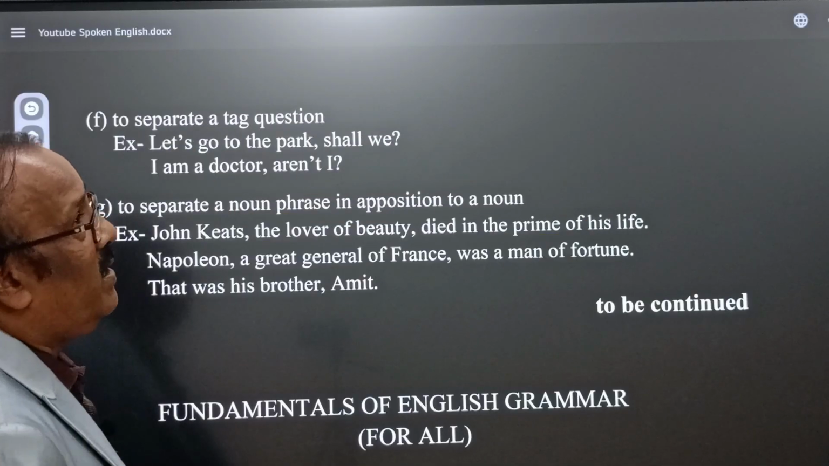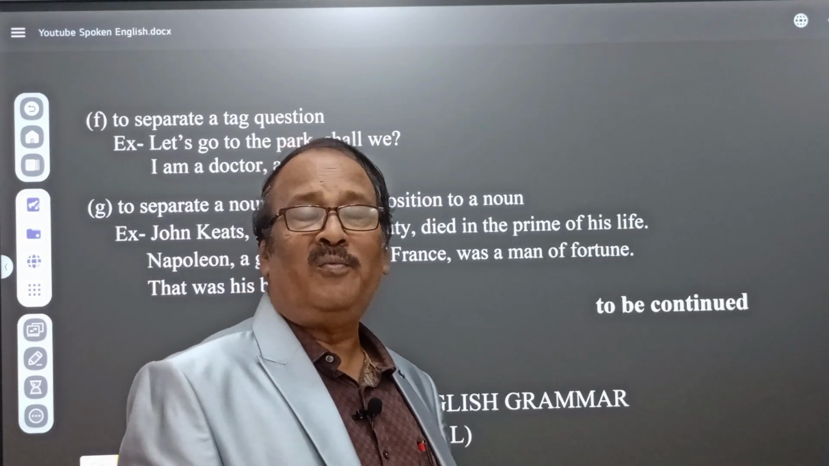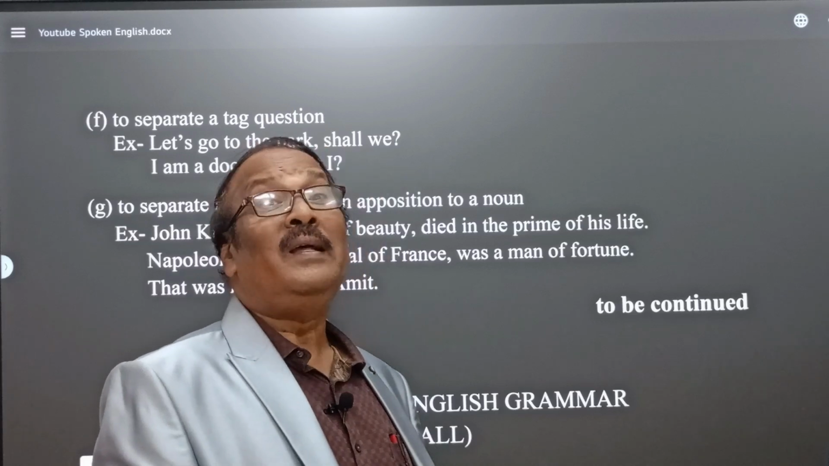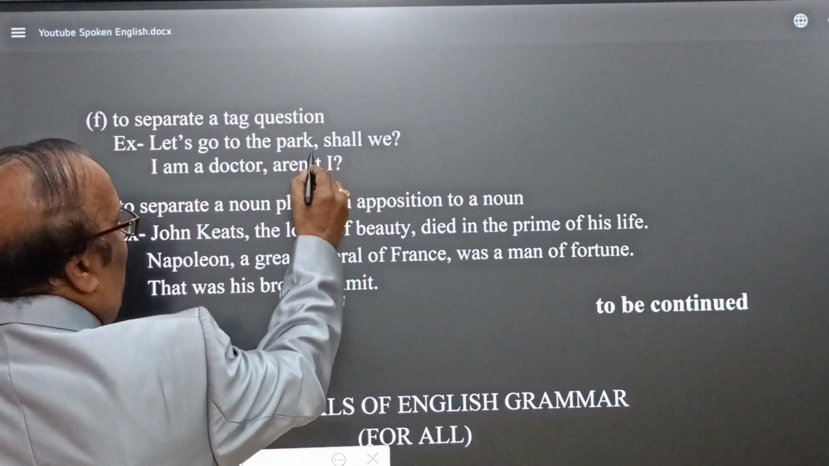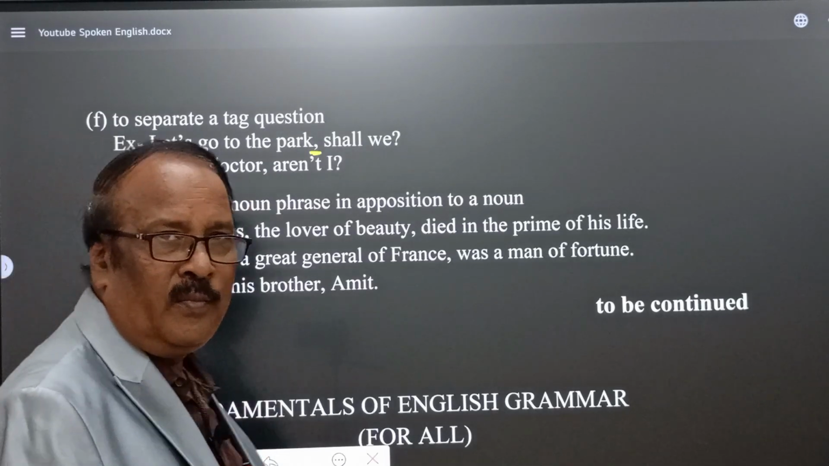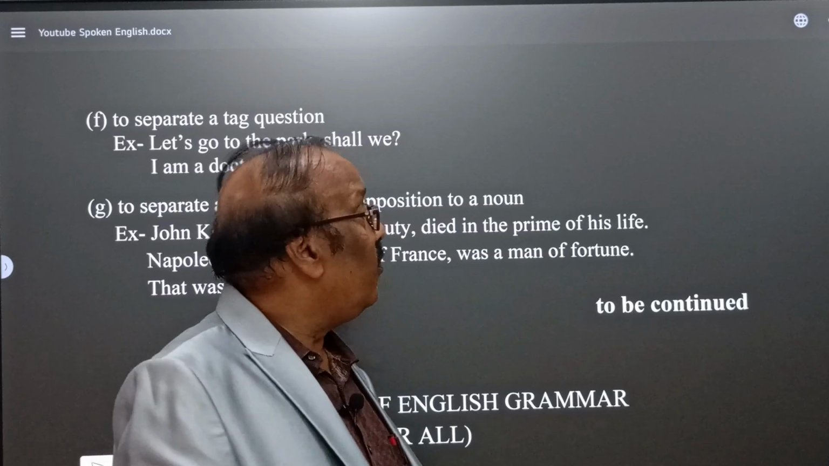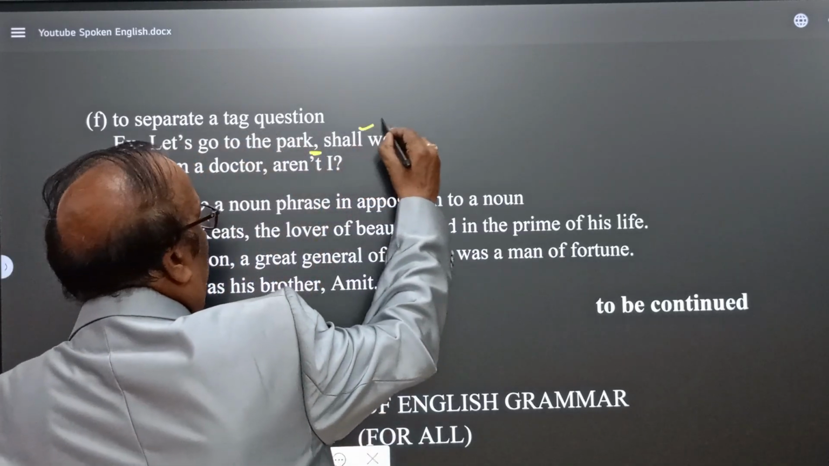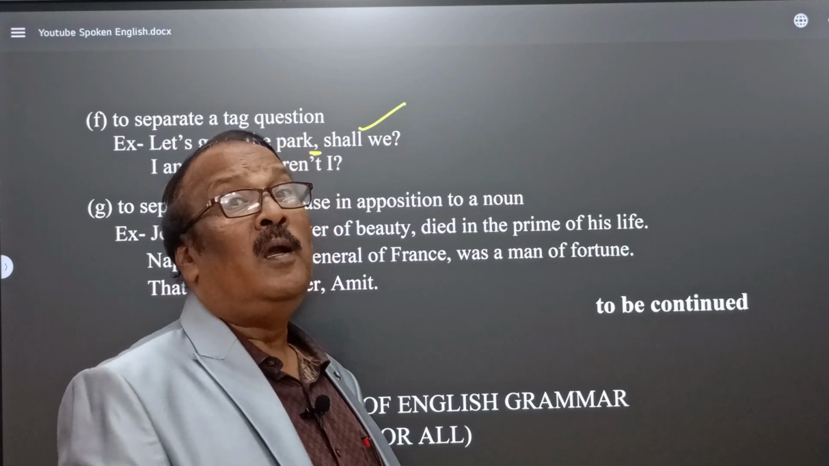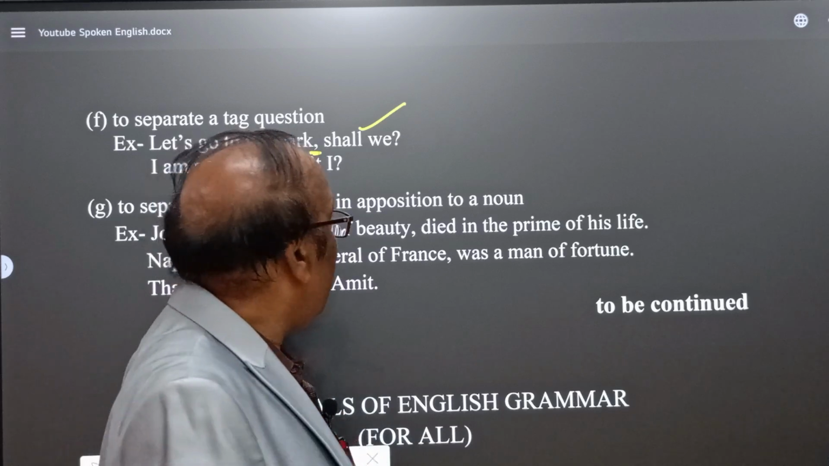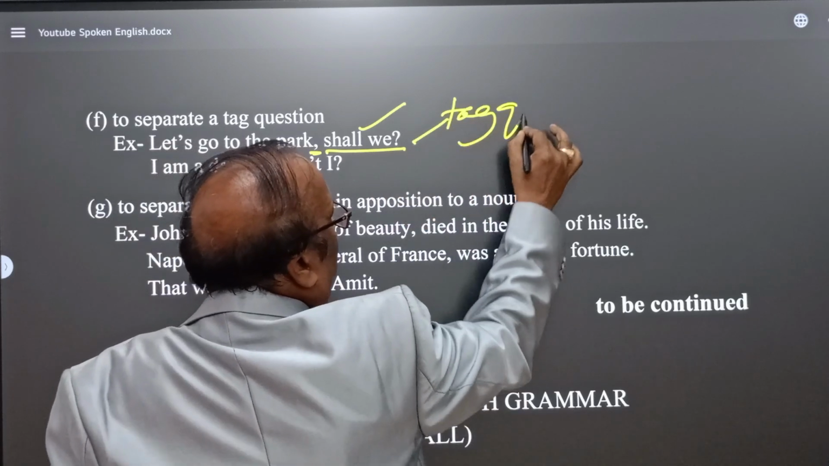Yes, now to separate a tag question. Remember, a tag question is used whenever we want to draw the attention of our listener towards us. In that case, a comma is also used. Let's go to the park. It is a suggestion of somebody. Let's go to the park, shall we? Here shall we is the tag question, and we will discuss it in subsequent classes, where the tag question will be discussed clearly. But here we find that this is a tag question. Shall we.